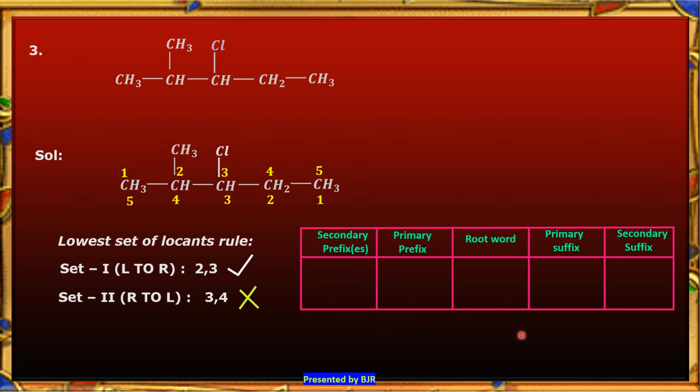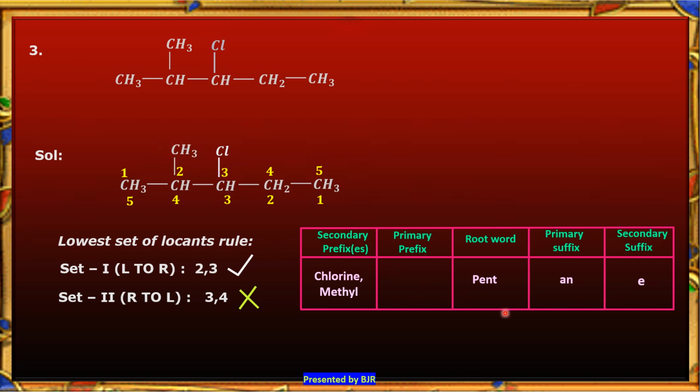So the root word is pent because 5 carbon atoms are there in this parent chain, ane, and secondary prefixes. See here, chlorine and CH3, methyl. These two are the secondary prefixes. Okay. So while writing the IUPAC name, we have to write their names according to alphabetical order. That means substituents are to be written according to alphabetical order. So chlorine comes first, methyl group comes later.